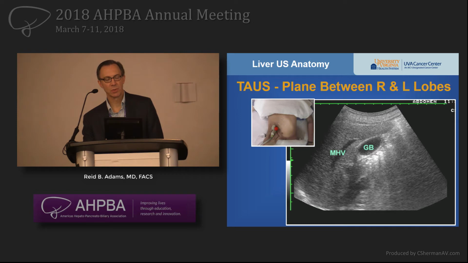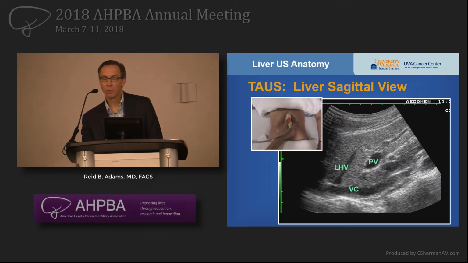So this is a sagittal image. You can see here in about the right mid-clavicular plane. This shows an image of the plane between the right and the left liver. So here's the gallbladder. Here you can see the middle hepatic vein, and that gives you an idea of the division between the right and the left halves of the liver.